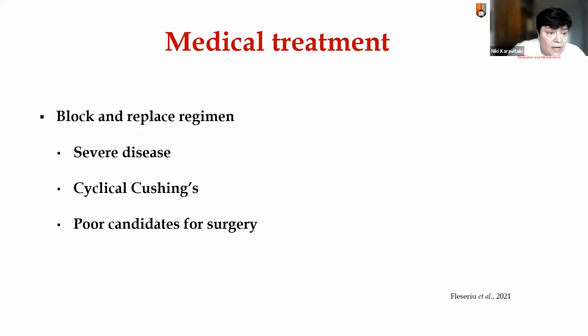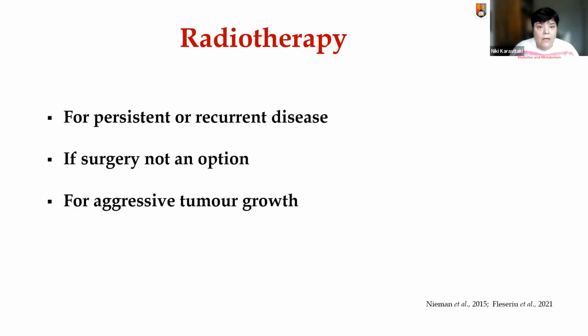Just two words on the block and replace regimen. So we offer a high dose of metyrapone or ketoconazole, and on top of this we add replacement doses with hydrocortisone usually. This can be used in severe disease, this can be used in cyclical Cushing's, or in patients who are poor candidates for surgery. So that's about the medical treatment.